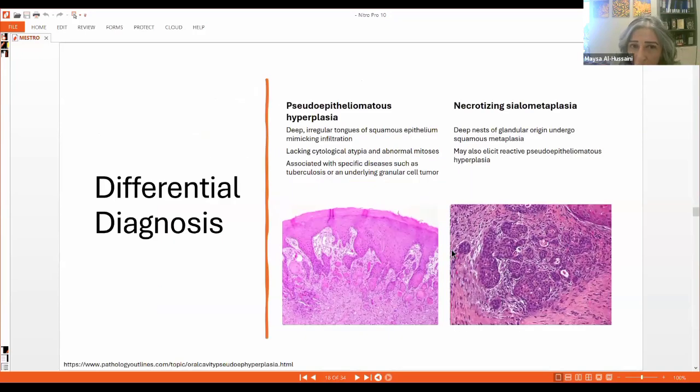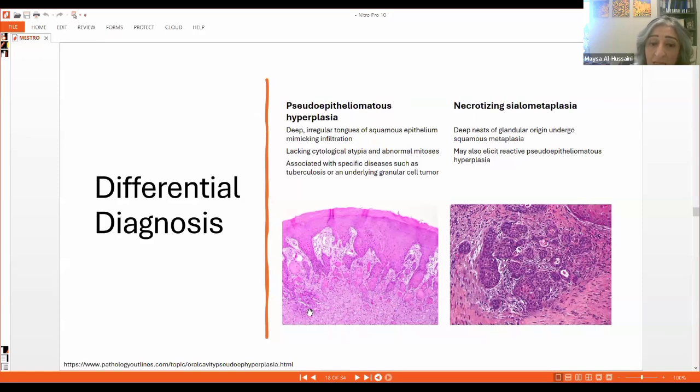Importantly, at the back of our minds, especially on biopsies, we have to make sure that we are not over-calling a benign lesion as conventional squamous cell carcinoma. And here come two important differential diagnoses.